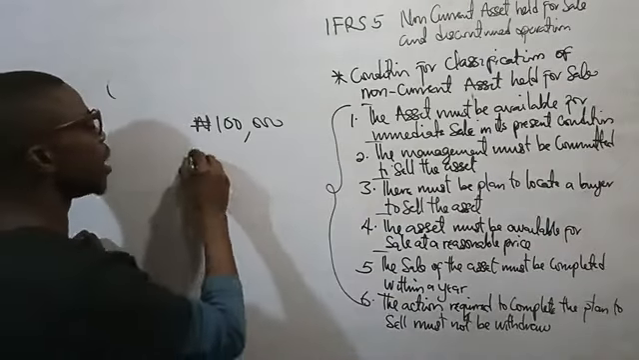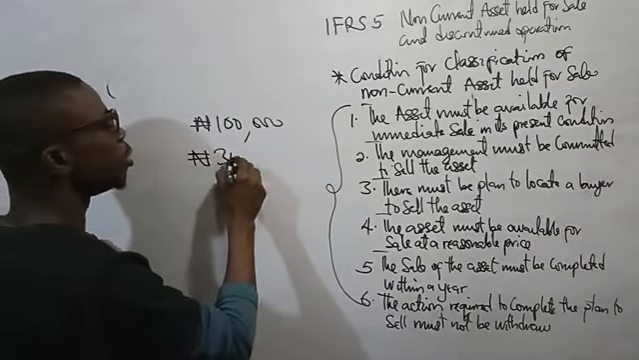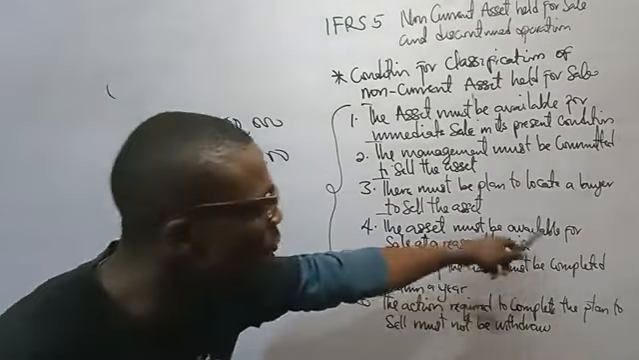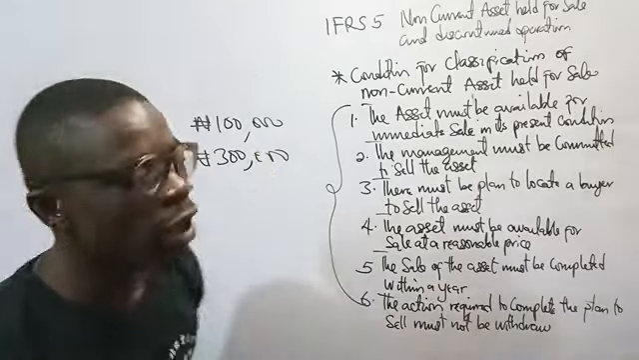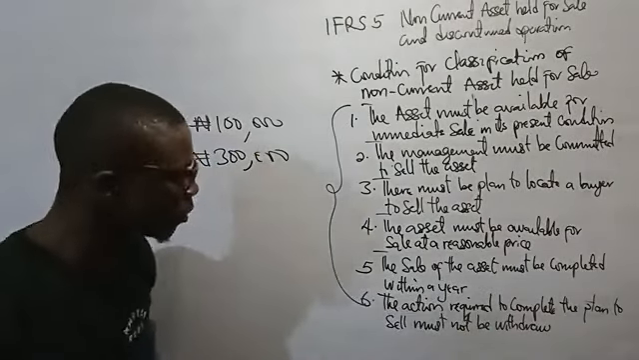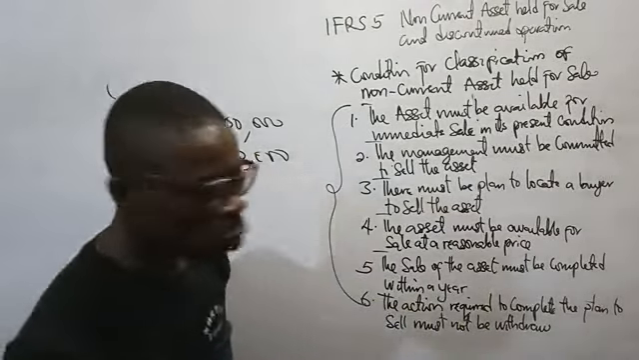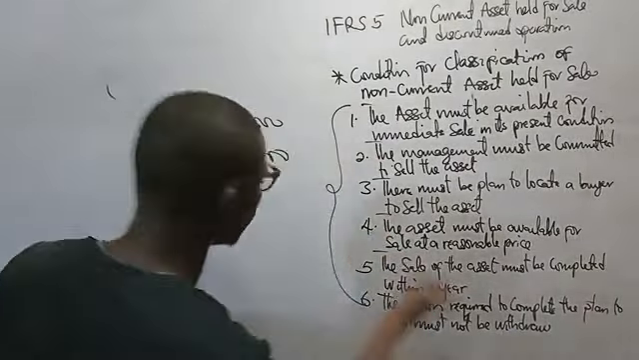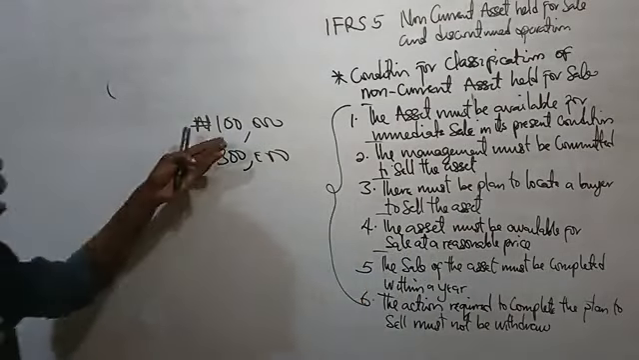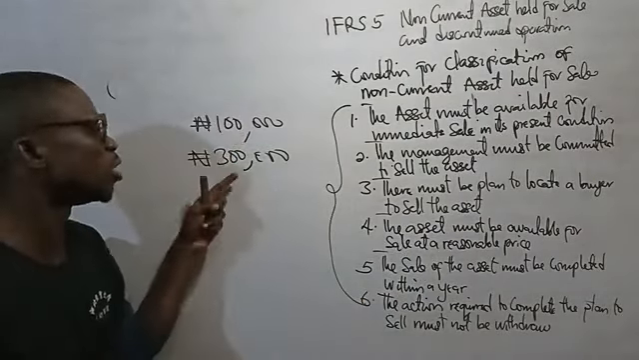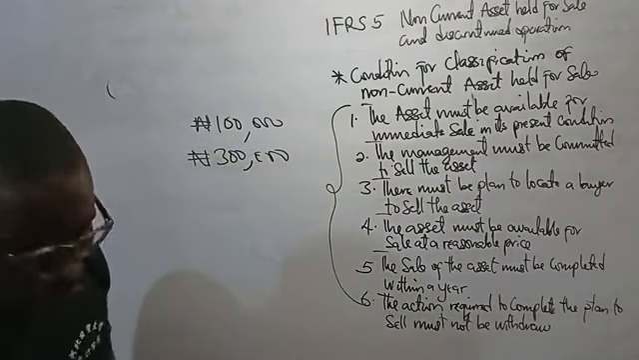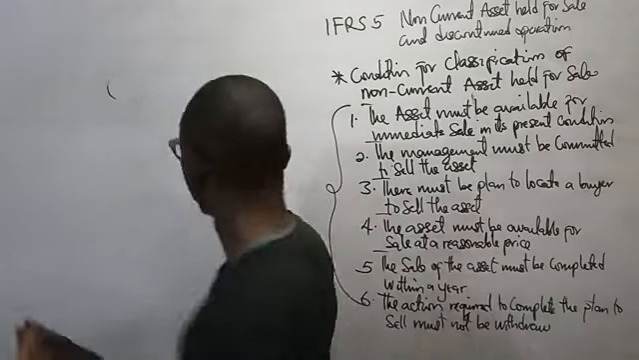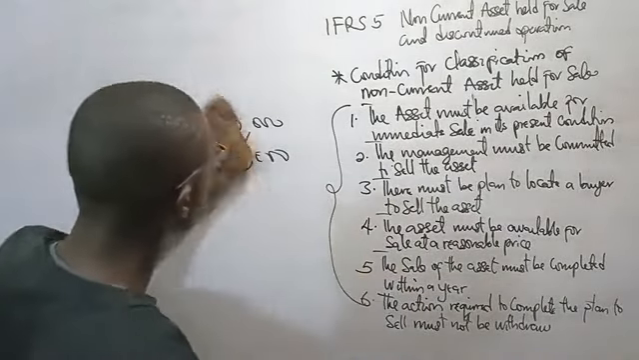Then say they want to sell the asset for 300,000. That means the asset is not available for sales at a reasonable price. Who will buy it? That means they are not serious. Nobody will buy it. So you can't say the market value of an asset is 100,000 and you want to sell it for 300,000. Who do you want to sell it to? That means you are not committed to sell the asset. So let's go to 5.